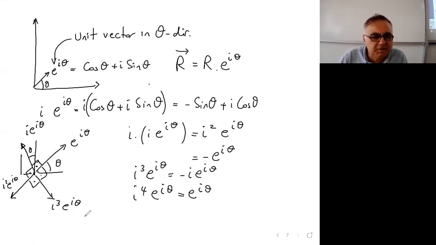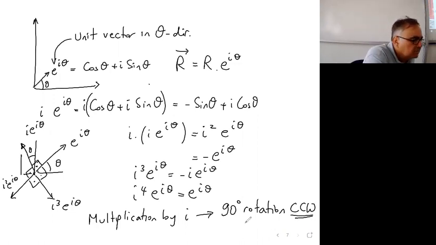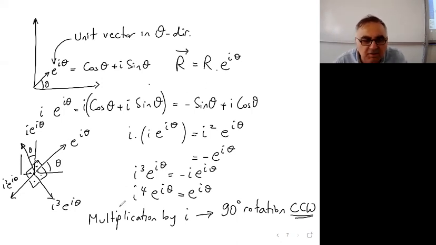So multiplying by i means 90-degree rotation of the unit vector counterclockwise. Okay? Multiplication by i is equivalent to rotating our vector 90 degrees counterclockwise. This is an important result, and we will be using this over and over again. There are a few more results.